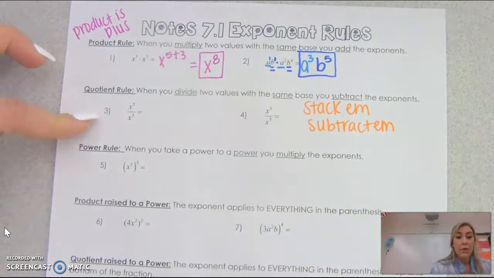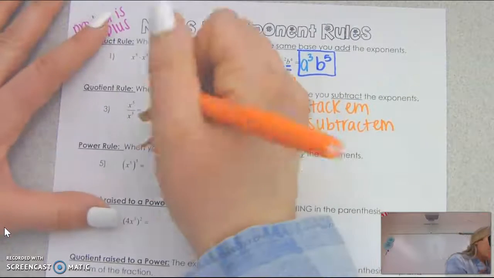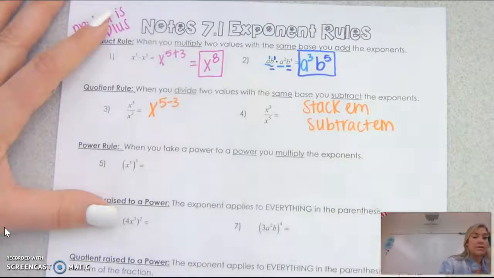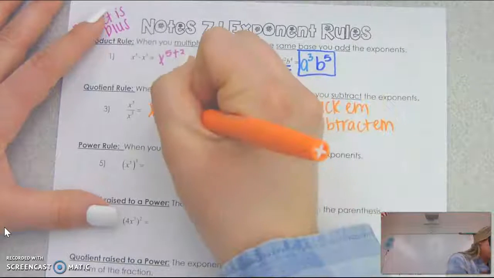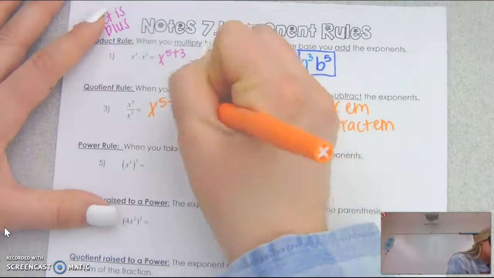So if you look at number 3, we have x to the fifth over x to the third. That means that I'm going to do x, 5 minus 3. 5 minus 3 is 2, so my answer is x squared.